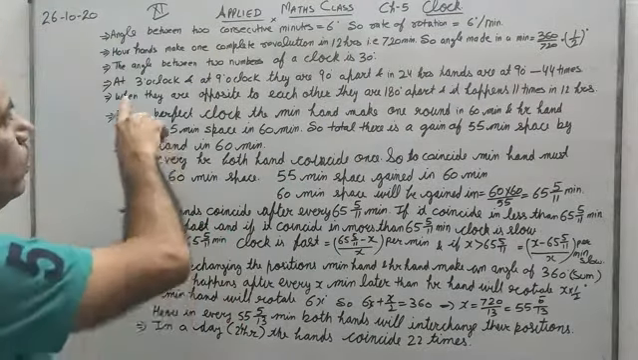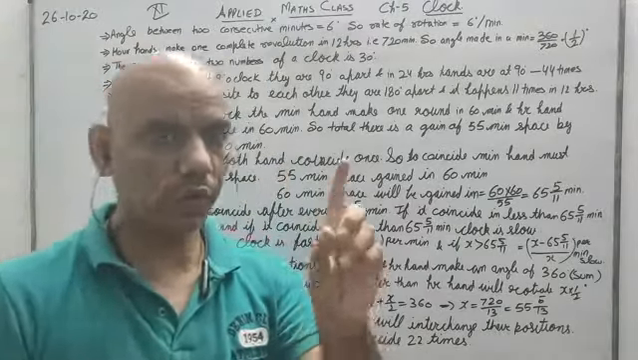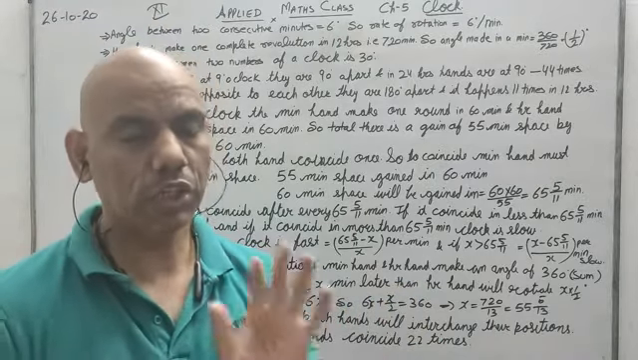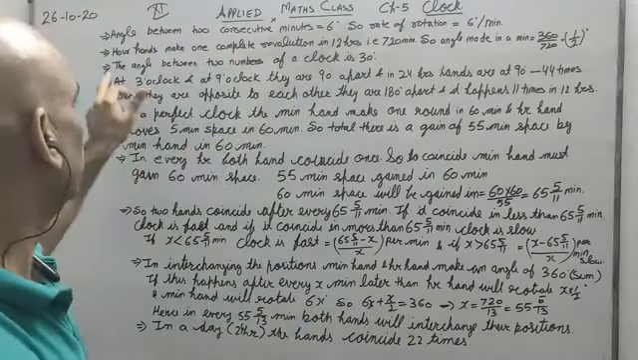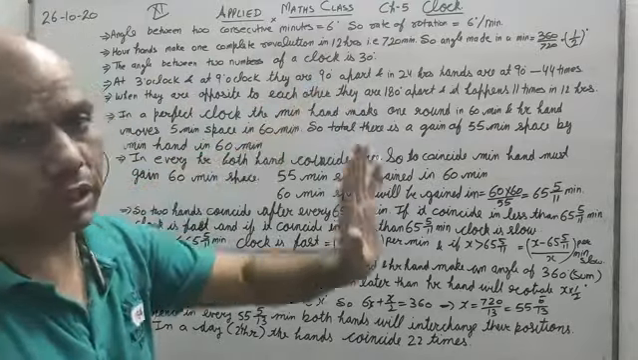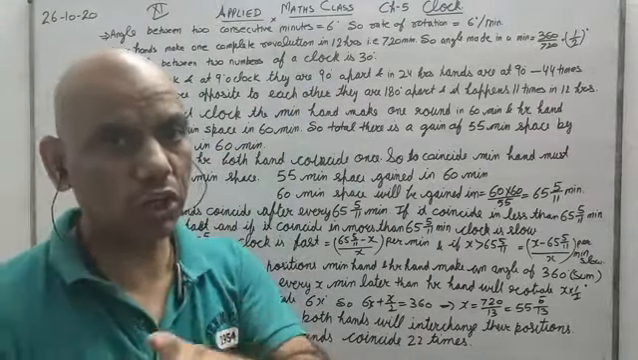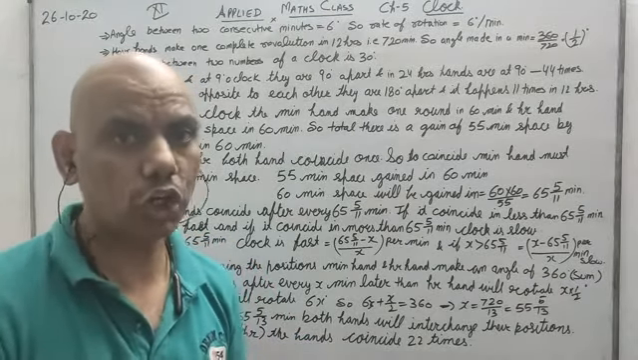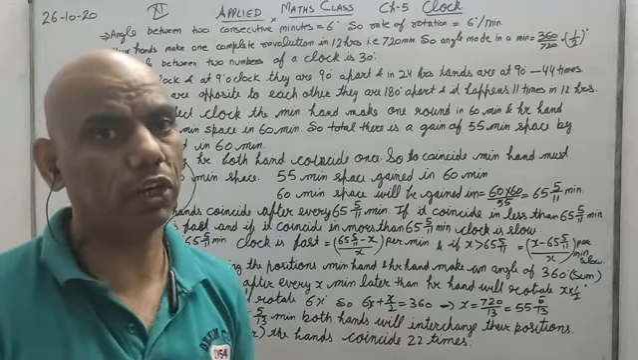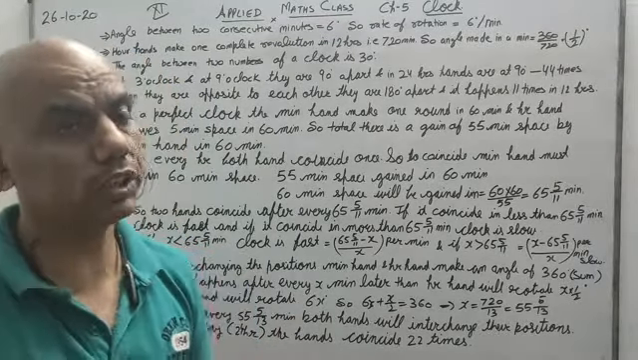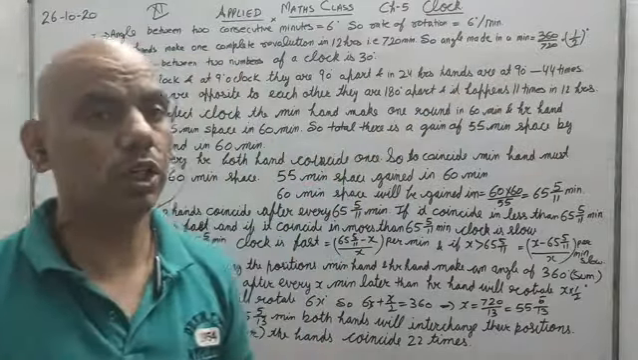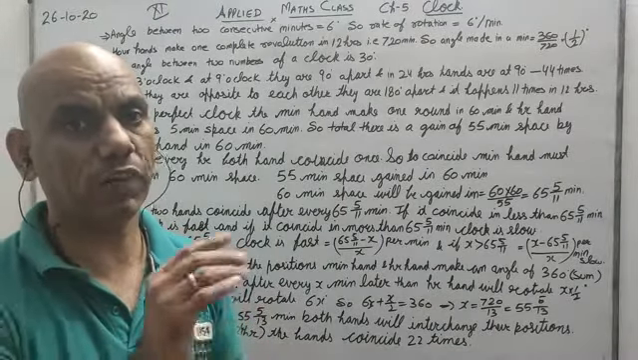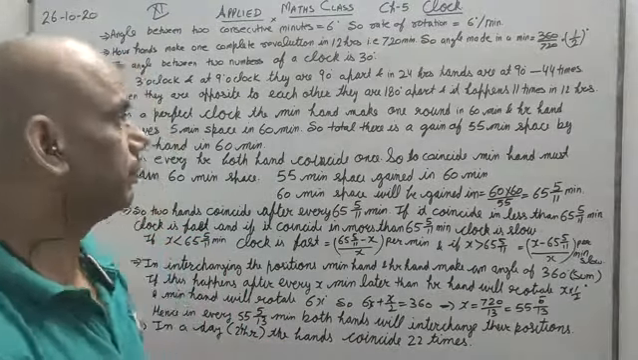Okay, now the angle: from 12 to 1 there are 5 minutes. The angle for 1 minute is 6 degrees, so in 5 minutes it will be 30 degrees. The angle between two consecutive numbers of a clock is 30 degrees. Then at 3 o'clock and at 9 o'clock the angle between them is 90 degrees. But this is not only at 3 o'clock and 9 o'clock, there are various other positions, and that is 44 times. So in 24 hours, 44 times we have an angle of 90 degrees between the hands.